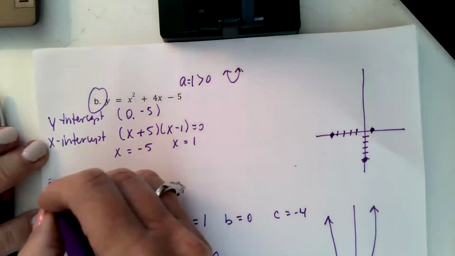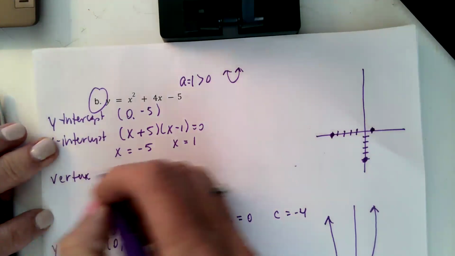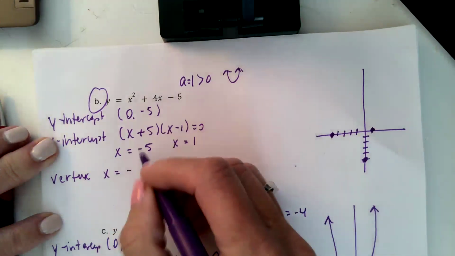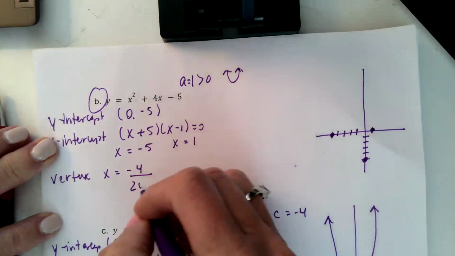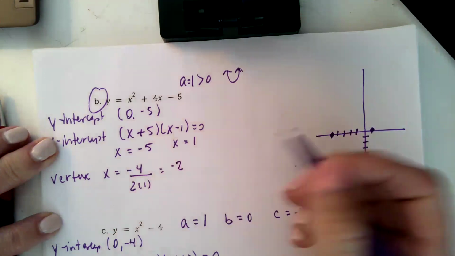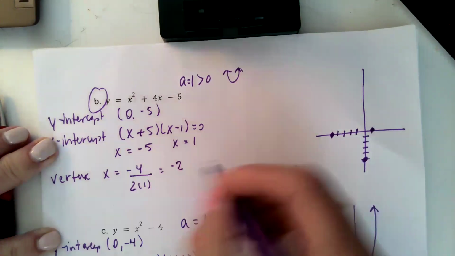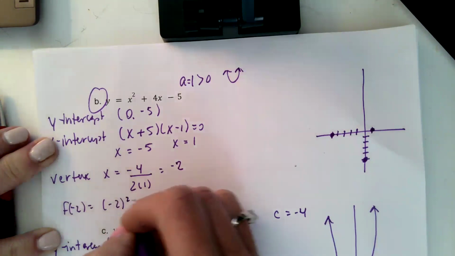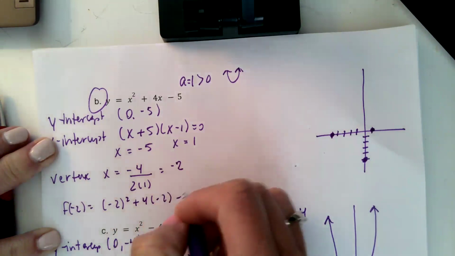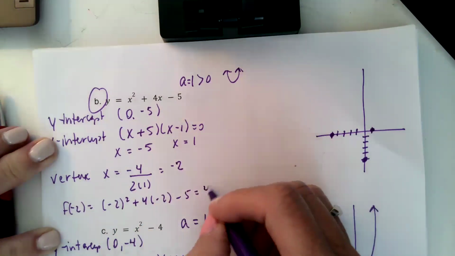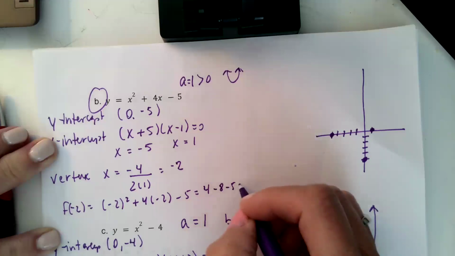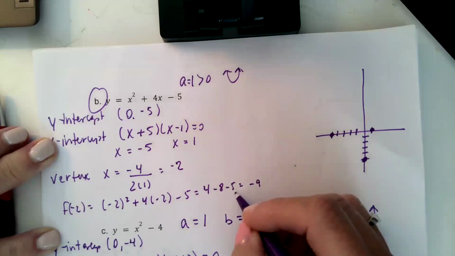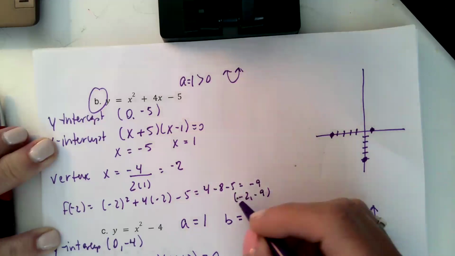And then our vertex. The x coordinate of the vertex is at -b over 2a, so that would be the opposite of 4 over 2 times a, so -2. And then I'm going to put -2 into the function: (-2) squared plus 4 times (-2) minus 5 is 4 minus 8 minus 5, which is -9. So we're at (-2, -9) for the vertex.